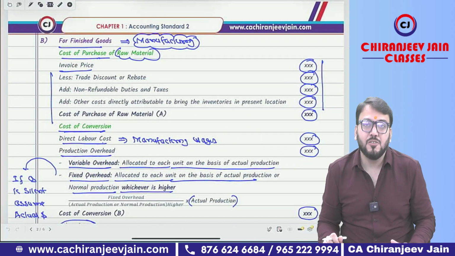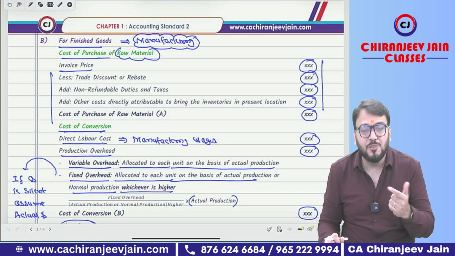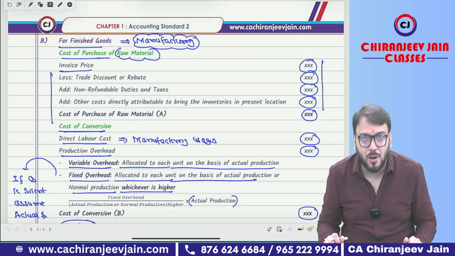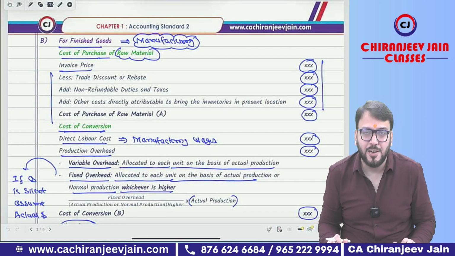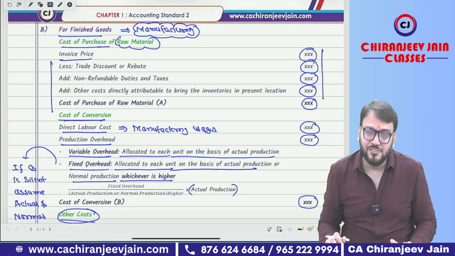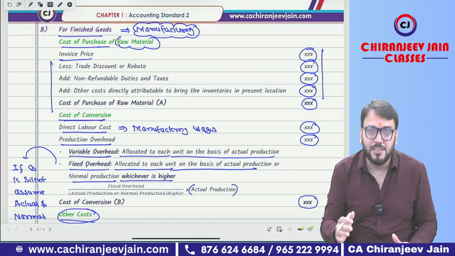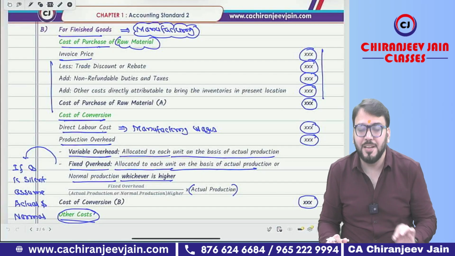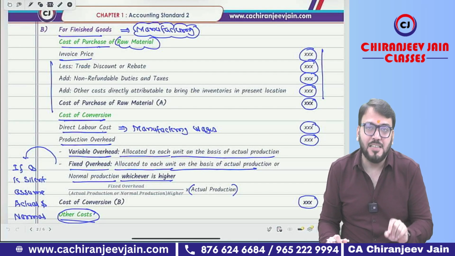For manufacturing, we need to find out the cost price of finished goods. But for that, first we need to find out the cost of purchase of raw material. It will be similar to whatever we have done for cost of purchase of stock in trade. That is invoice price less trade discount rebate plus non-refundable duties and taxes plus all directly attributable expenses to bring the inventory to its present location. That will be the cost price of raw material. If somebody asks you what is the cost price of raw material, this is the answer.